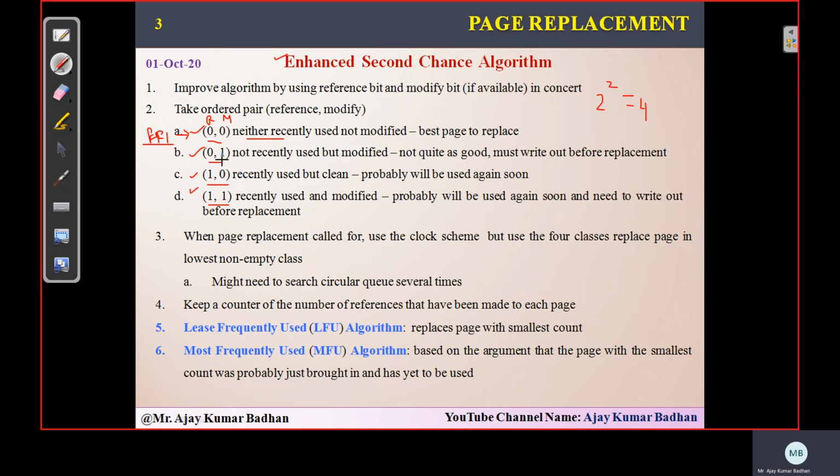And the next one is saying 0 comma 1, which means it is not used recently. Okay, it is not used recently, but yes, it is modified. Now, what does that mean? Within your RAM, that particular page is existing here, but this page has not been used recently. It has been used long back, and now no one is using it. It is simply sitting in that particular frame. But the thing is, it is modified.